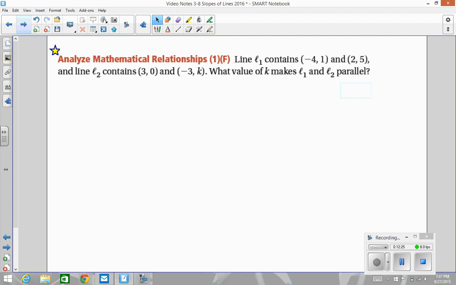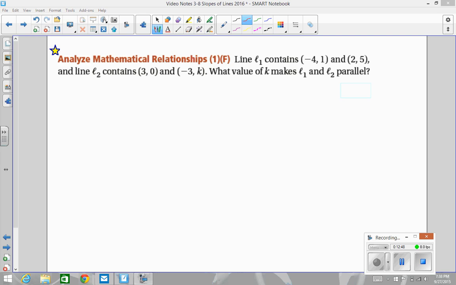All right, so here we've got a nice little problem. It says analyze mathematical relationship, which is one of the techniques we're learning throughout this year. And it says line 1 contains these points and line 2 contains these points. Well, we're missing part of the second point. So the first thing I want you to do is determine the slope for line 1. So pause your video and find the slope of line 1.